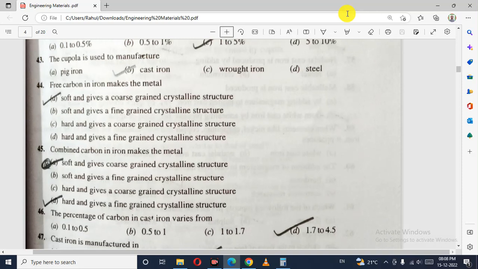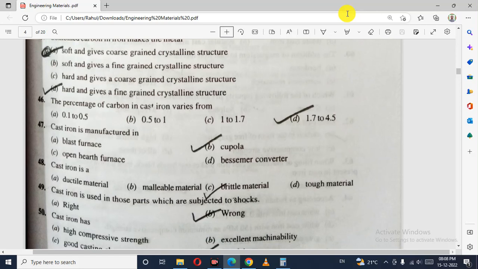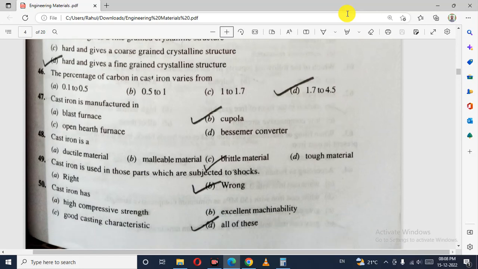Cast iron is manufactured in a cupola furnace. Cast iron is a brittle material. Cast iron is used in parts which are subjected to shocks. Wrong. Cast iron has high compressive strength, excellent machinability, and good casting characteristics.